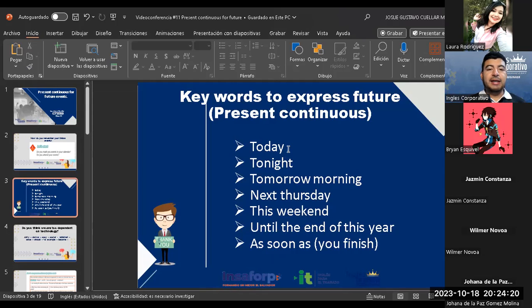Okay, I'm going to repeat. Today is ahora, tonight is esta noche, tomorrow morning is mañana en la mañana, next Thursday is el próximo jueves, it can be next Friday or next Saturday, whatever. This weekend is este fin de semana, until the end of this year, hasta el final de este año, or at the end of the year. As soon as, tan pronto como. Okay? Today, tonight, tomorrow morning, next Thursday, this weekend, until the end of this year, as soon as.